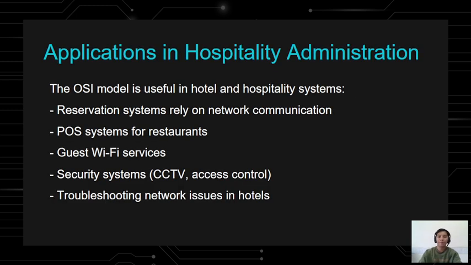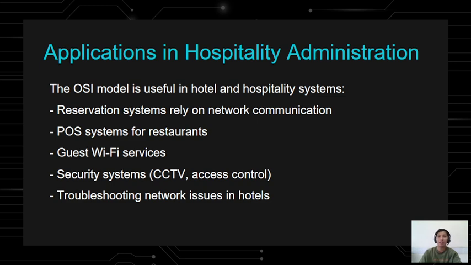So, the OSI model is very useful in the field of hospitality administration because many hotel and restaurant services depend on network communication. One of the most common examples is reservation systems, where guests book rooms online and the data is transmitted through networks to the hotel's database in real time. It is also used in point of sale systems in restaurants, where orders and payments are processed through connected devices.